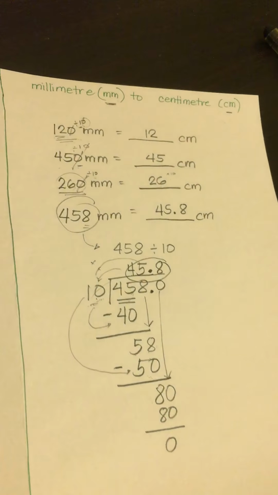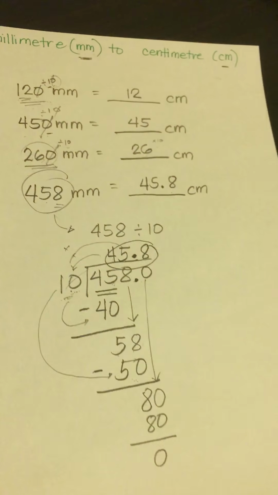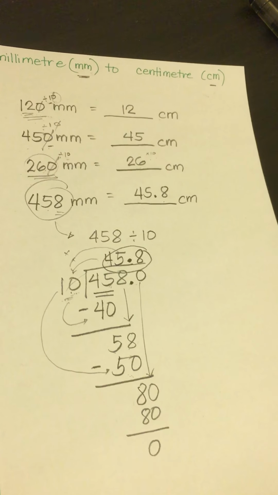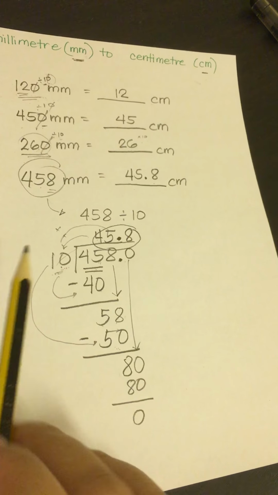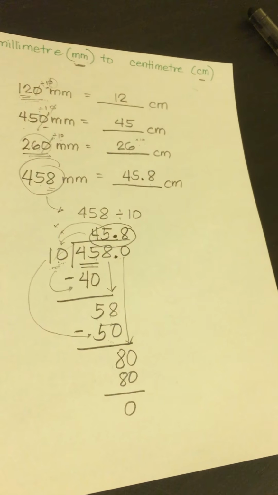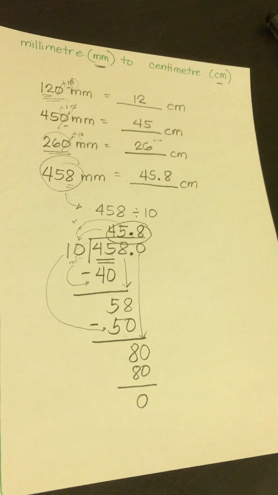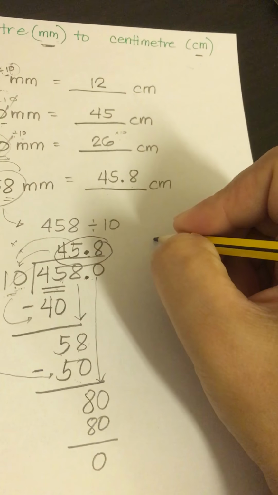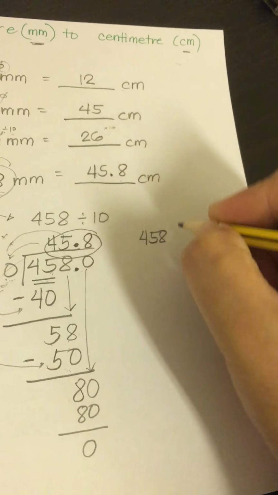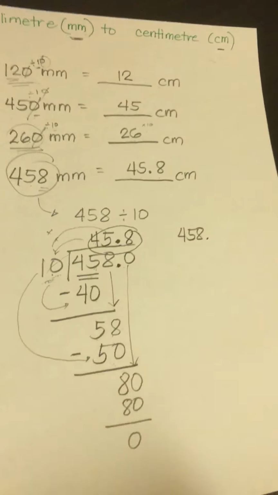You see, there are still the numbers 4, 5, 8. Only the decimal point is the difference. Okay? So if you want to make it easier, all you have to do is move the decimal point. So for example, from 458, if it's a whole number, the decimal point is here.